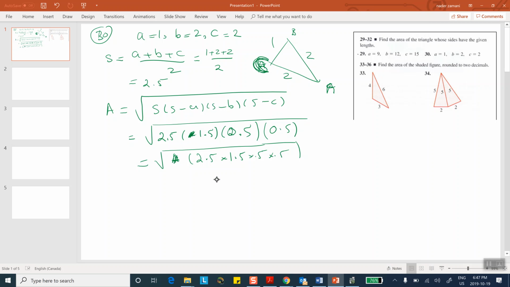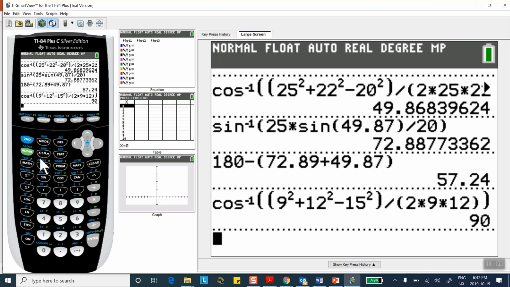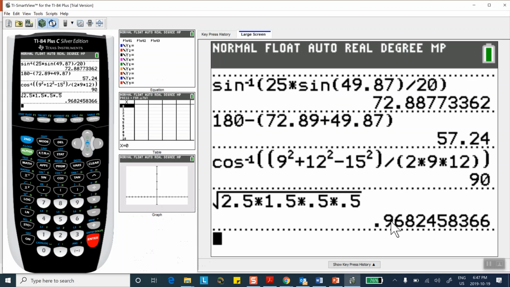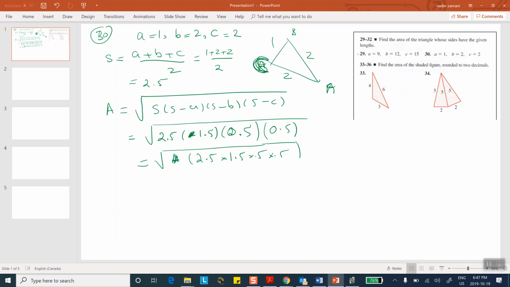So let's put this in our calculator. Second function, 2.5 times 2.5 minus 1 is 1.5, times 0.5, times 0.5, and the answer is going to come out 0.9682. So this is approximately 0.9682. Now I want to tell you how I would have handled this problem if I didn't want to use this formula.